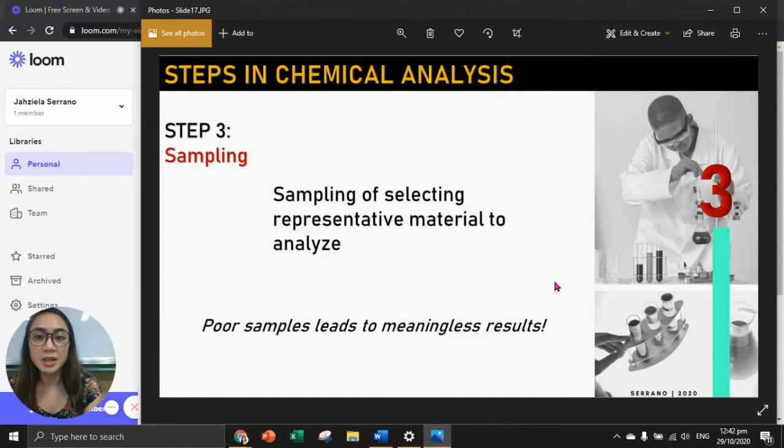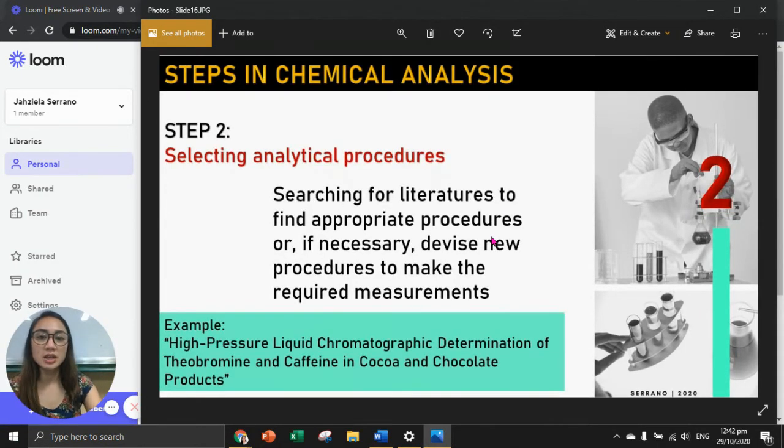Okay, so step 3, which is sampling. Sampling is a selecting process, selecting representative material to analyze. So now, after you ask the question, how much caffeine there is, next is you find the appropriate procedure. So, gagamit ako ng high pressure liquid chromatographic determination, etc.